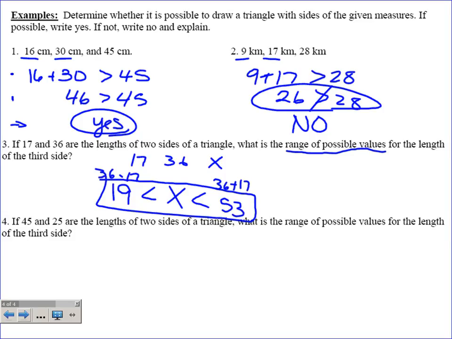Could it be 19? No, that won't work. Could it be 53? No, but anything in between there, not counting those two numbers, will work. Why don't you guys try the last one? Slightly easier numbers to work with. And you're just going to pretend that it's x, because it's the unknown side length, unless it tells you differently.